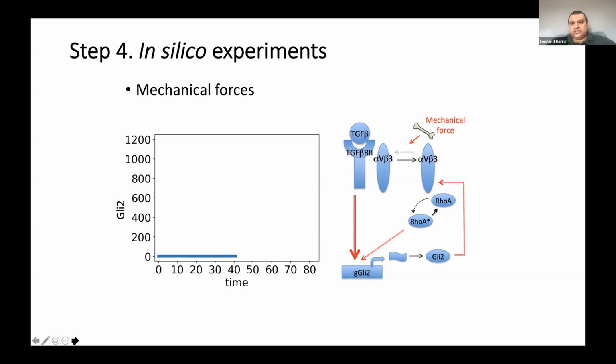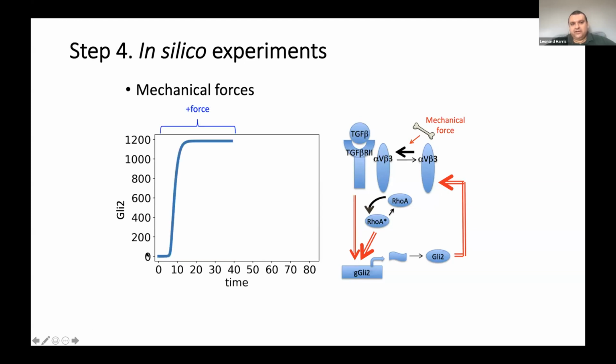Okay, so now if we bring in a mechanical force, which is modeled by increasing this rate constant, increasing this interaction, then what that means is that Rho A is now going to get activated at a stronger rate, at a higher rate, off of this bound integrin. And that leads to a stronger signal, a stronger feedback, which causes GLI2 to turn on.